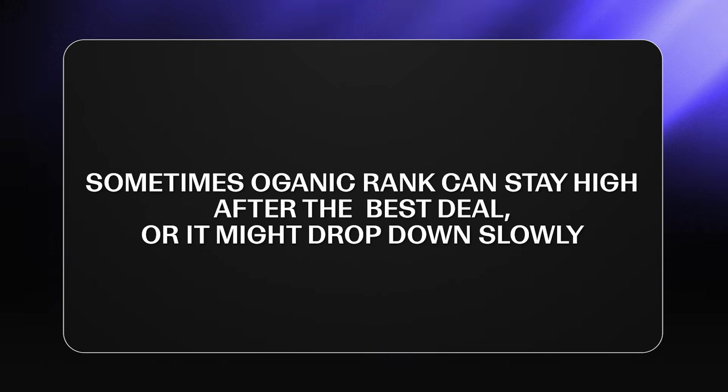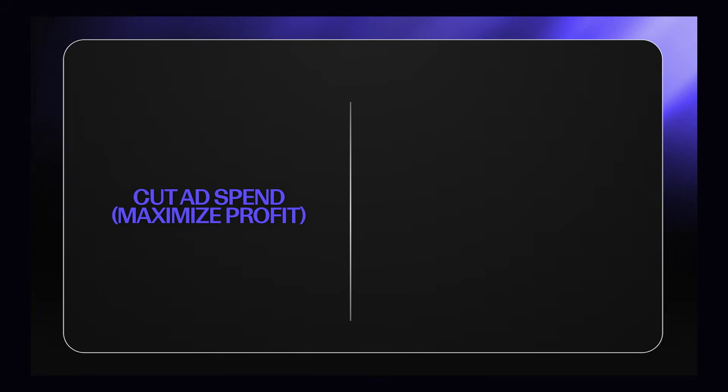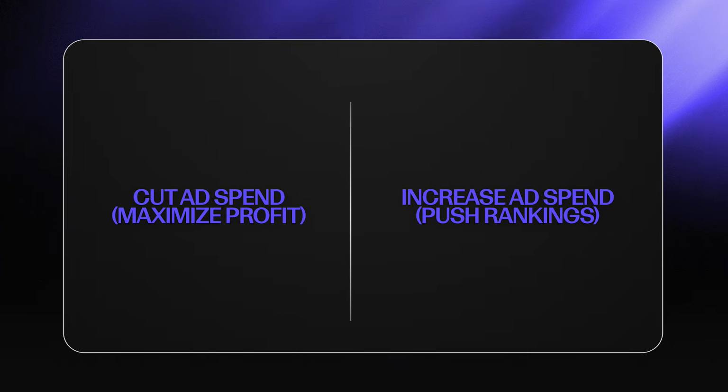Sometimes your organic rank can even stay the same after the best deal, and that means you just got your product ranked higher. Sometimes you will go down slowly, but what matters is that during the best deal, you can also try to cut your ad spend and just make more money, or try to increase your ad spend to keep even better organic ranks, and then see if those will remain after the deal ends.